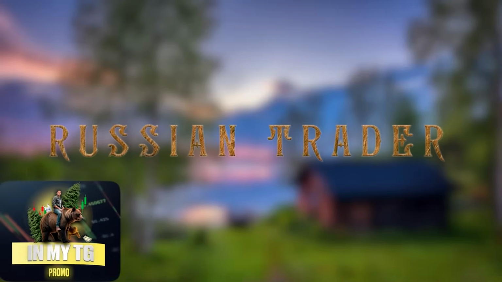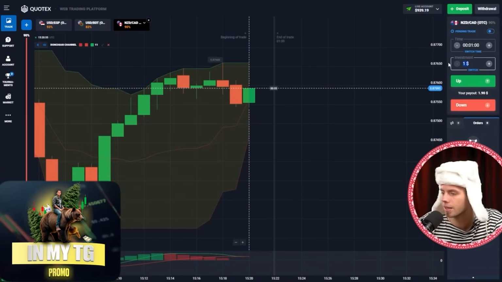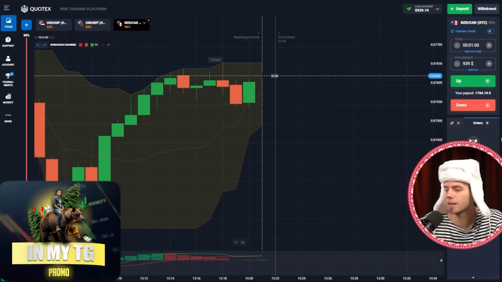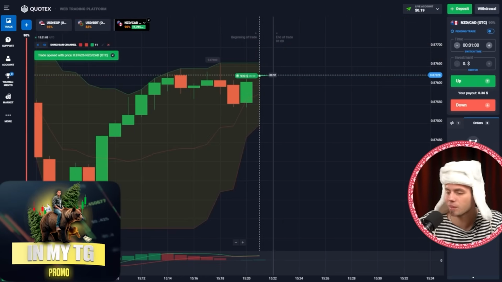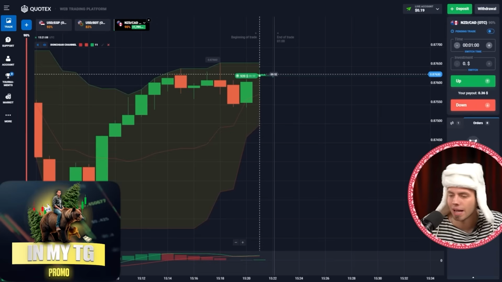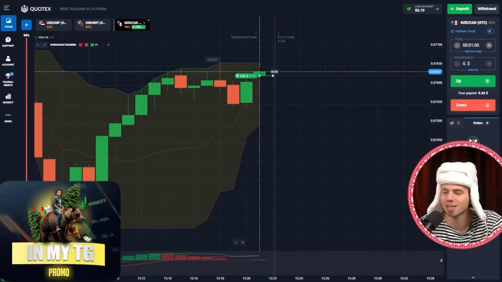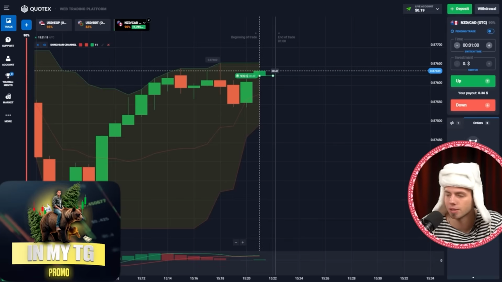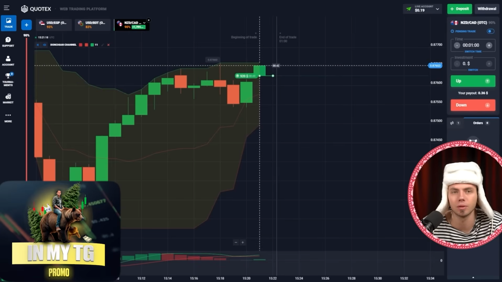Alright, let's move on to the next one. Let's set the amount 939. And we are opening a buy trade here right now. Why? Pretty obvious situation. First of all, we have this middle line over here, and right now it is a very strong support level, because you see we tested it at 1520, but we rebounded from it.